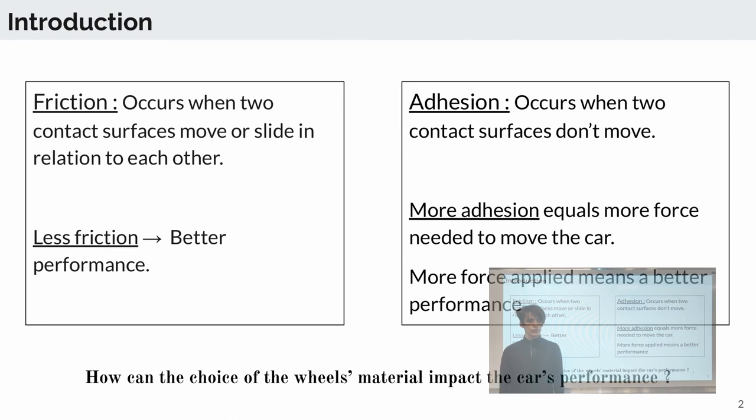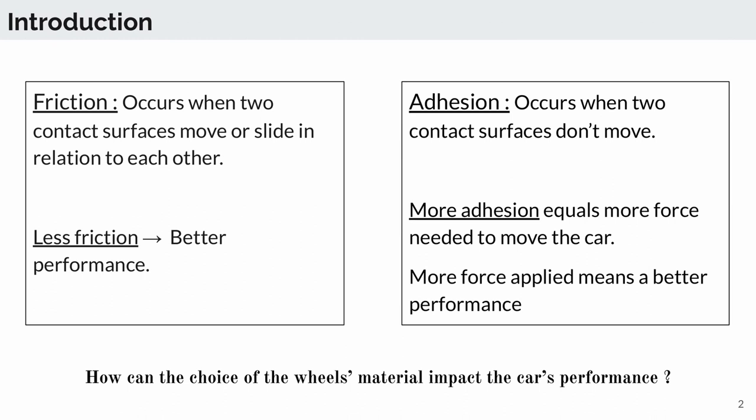When these two surfaces do not move, it is called adhesion. The more adhesion there is, the more force will be needed. In the same way, if the car receives a great amount of force, it will move farther. That's why for a car to display the best performance, a lot of adhesion is needed at the start. However, the friction will cause the car to slow down and travel less distance. That's why as little friction as possible is required.